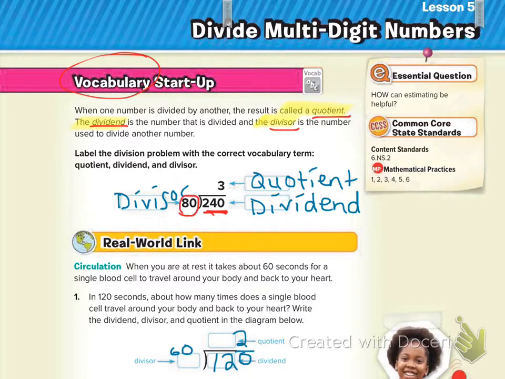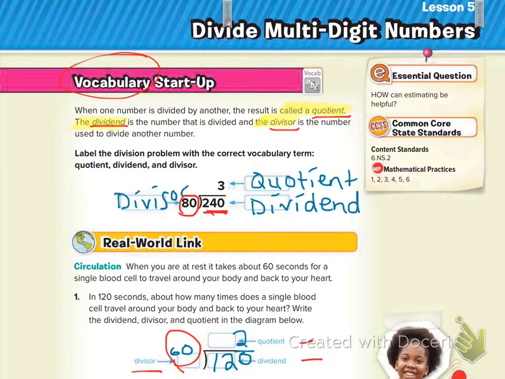Think of it as a person. He's the divisor. He's dividing that number. And then our quotient is our answer to the division problem. Okay, down here, your quotient again is the answer of the division problem. The dividend is the number being divided, and the divisor is that person dividing into the dividend.